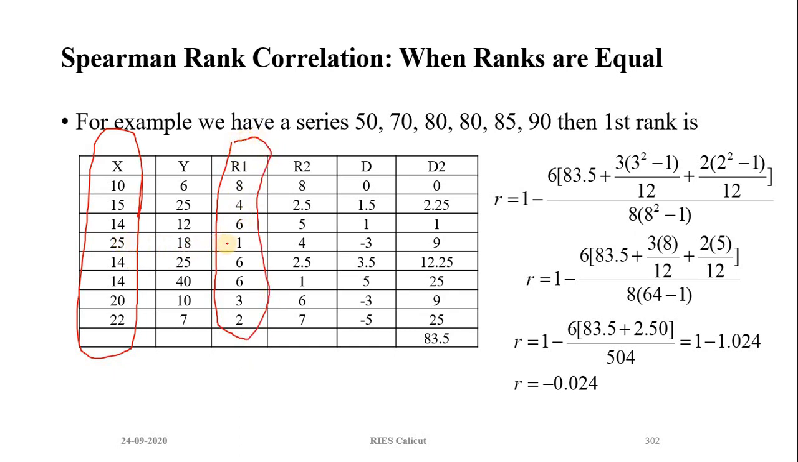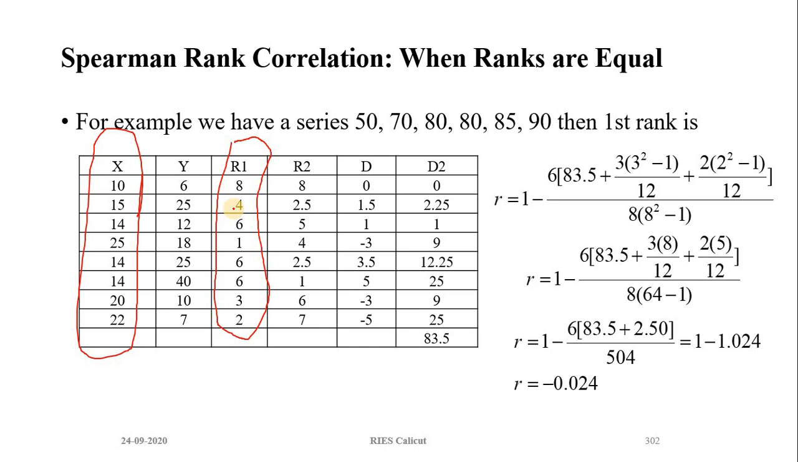25. First, 1. Second, 22. Third, 20. Fourth, 15. Then 14 is repeated 3 times. Okay, so what will be the rank of these things? So 4 is over. Now fifth, sixth, seventh.